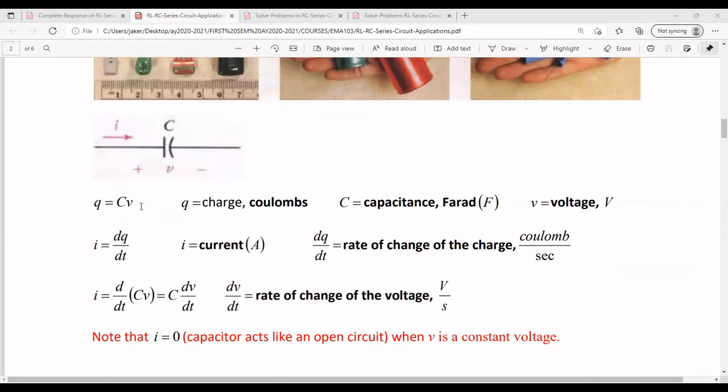So these are your added information regarding your capacitor. The charge, which is CV, and the current, which is dq/dt. And if you use this one, you will have it also equal to C dV/dt.